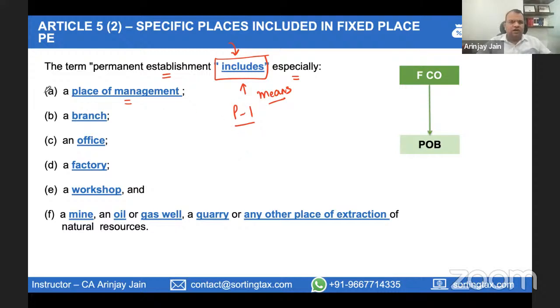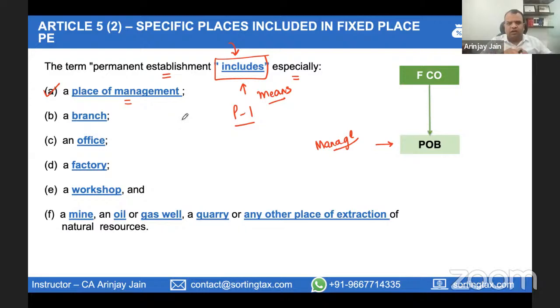The first one is a place of management. So if a non-resident has a certain place at their disposal in the source state, which is used as a place of managing the business of the non-resident in the source state, such place can become a permanent establishment. Now, before I move on to the next clauses, one thing I want to clarify here. Any place which is mentioned in paragraph 2 cannot be a permanent establishment unless and until it satisfies the conditions given in paragraph 1.